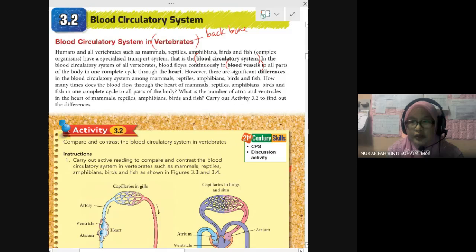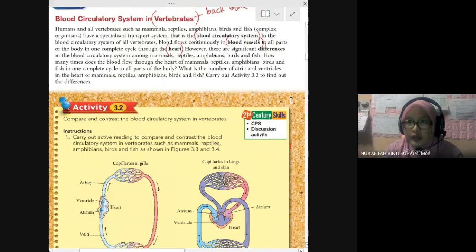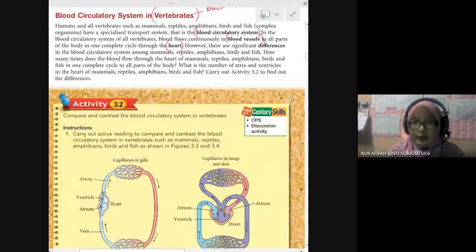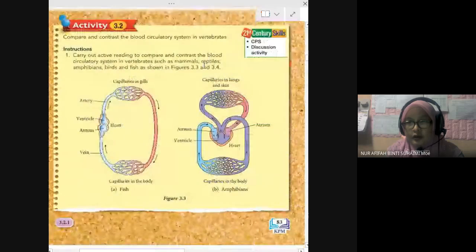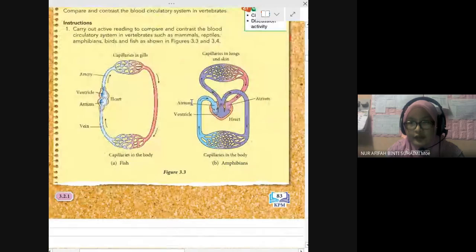Okay. We also need an organ that we call heart. So this heart plays an important role in the blood circulatory system in human and in the other animals. But there are differences in some groups of animals. Okay, we see for the fish. All this group of animals have a heart, but you see they have a different structure of heart.